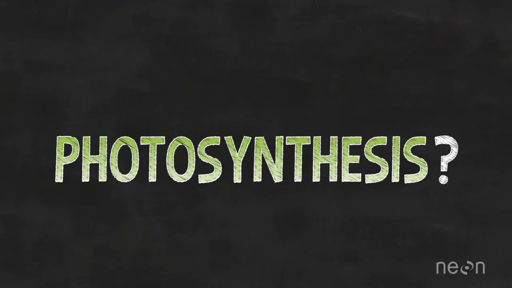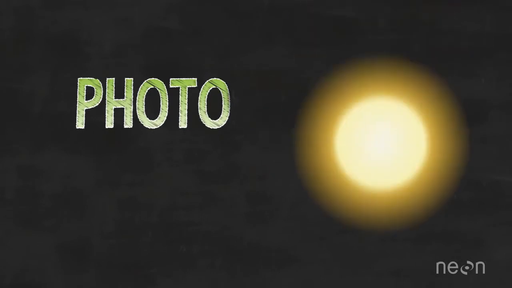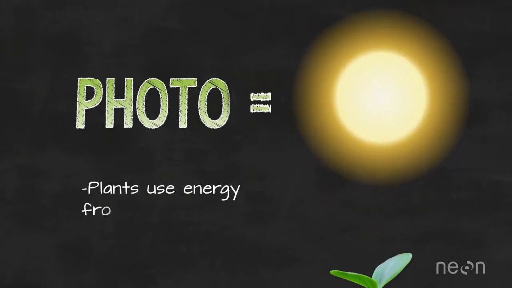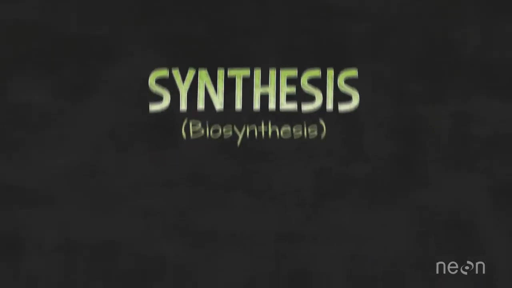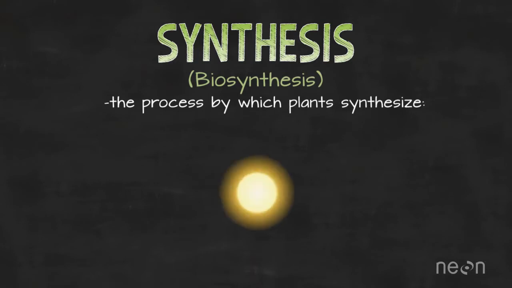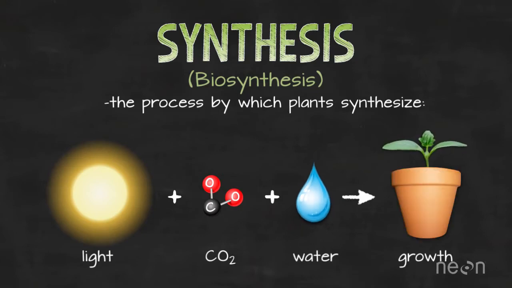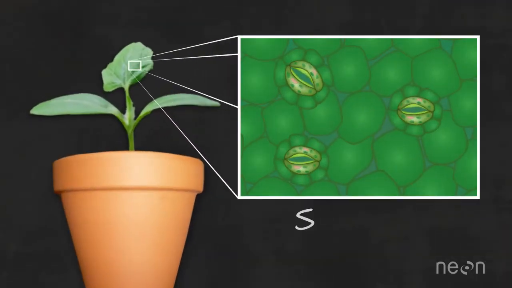So let's first talk about that carbon-generating process called photosynthesis. The photo part in photosynthesis relates to light. Plants use energy from light to grow. Now, synthesis relates to biosynthesis, or the process in which plants synthesize light, carbon dioxide or CO2, and water to grow. Now, to support growth, plants absorb CO2 from the atmosphere through small pores in their leaves called stomata.